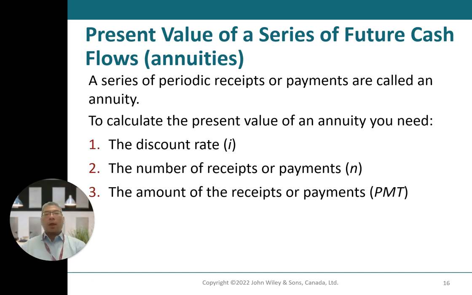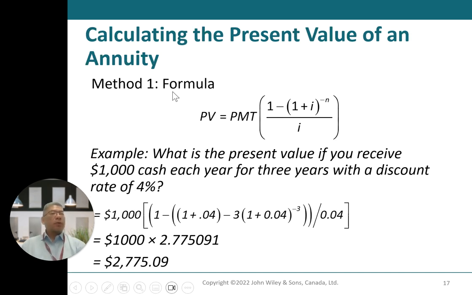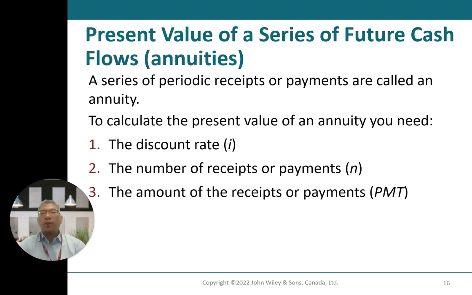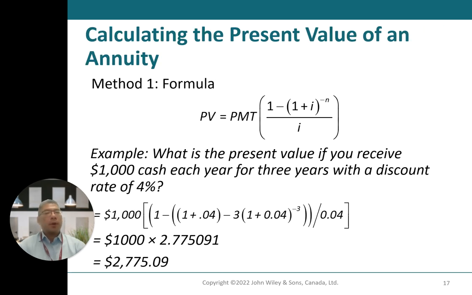Okay, and then calculate the present value of an annuity using a formula. Present value equals PMT times [1 minus (1 plus i) to the power of minus n] divided by i. Example. So you're going to plug in these numbers. Usually you have this formula, you plug in the numbers, and you get this number, 2,775.09. Okay. Once you do that, you get that number. Okay, this is the first formula, PMT.